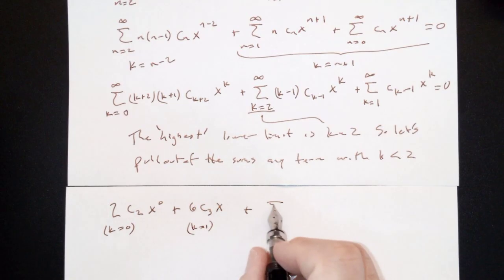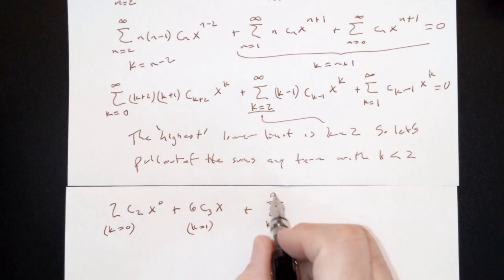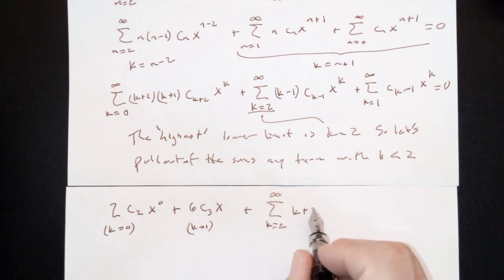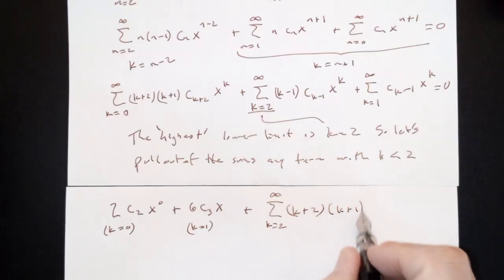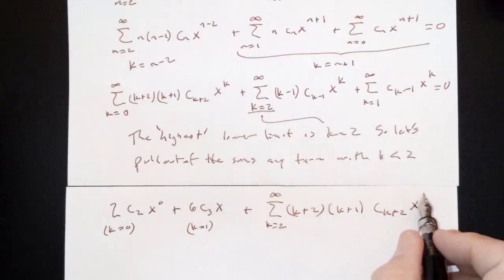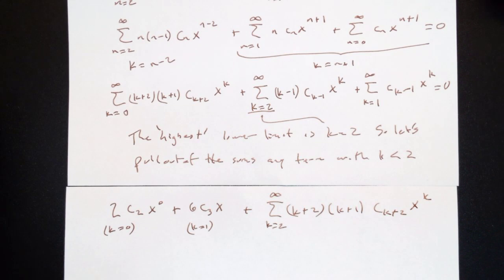And then I'm going to leave all the rest of it, k equals 2 to infinity, (k+2)(k+1) c(k+2) x to the k. Right? I haven't touched any of the rest of it because that's 2 and bigger. The middle sum is 2 and bigger. So I don't have to worry about anything for the middle sum.